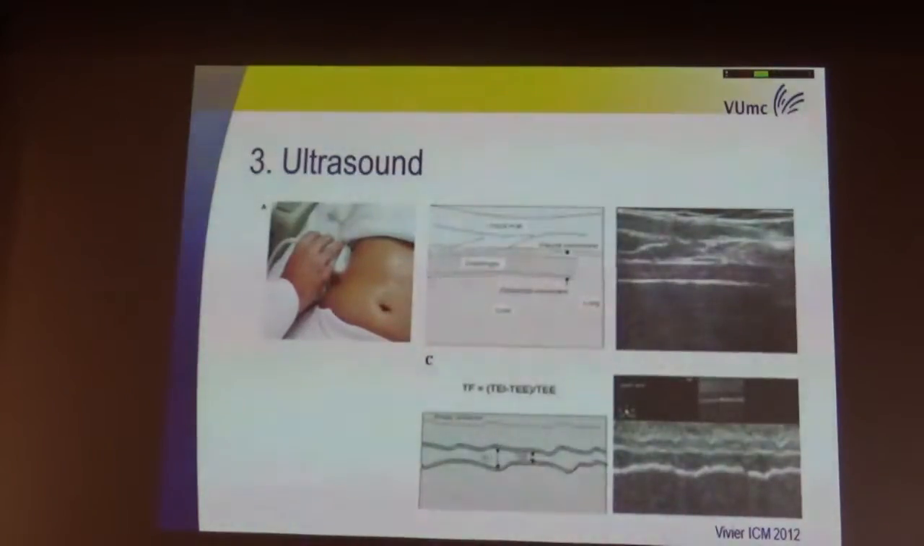And ultrasound is becoming more and more popular. In particular, when using the linear probe placed in the mid-axillary line, you can track, right here, the thickness of the diaphragm. And as with any other muscle, when the muscle contracts, it will thicken. And you can see that right here in the end node. And from that, we can calculate the thickening fraction. The higher the thickening fraction, the more force a muscle will generate. So this looks exciting, and it's becoming more and more popular.